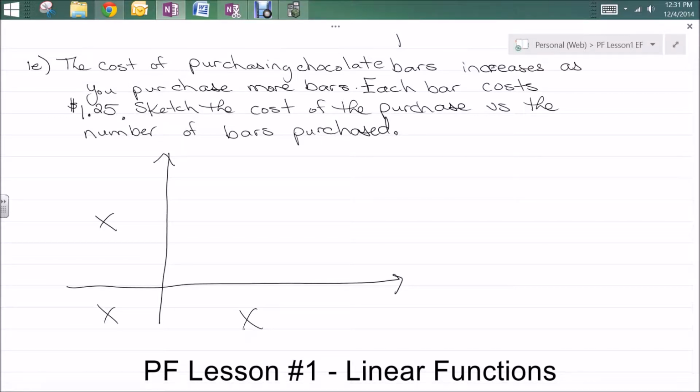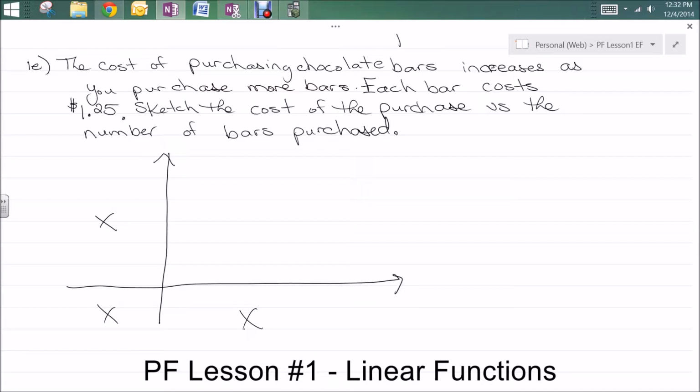Because those are quadrants where either the cost or the number of chocolate bars would be negative. They don't make any sense. Mathematically, they exist. Mathematically, negative numbers work. But in this context, for the number of chocolate bars, it makes no sense. You have to start at 0.